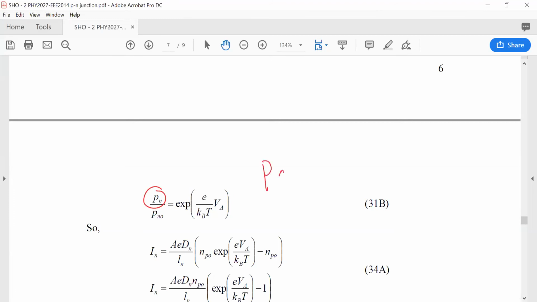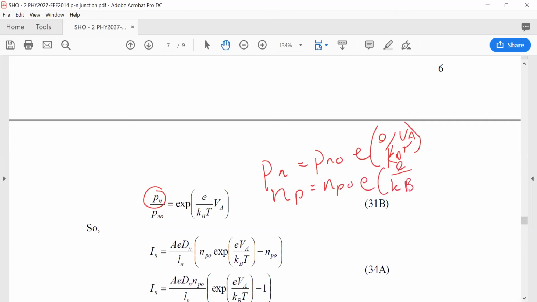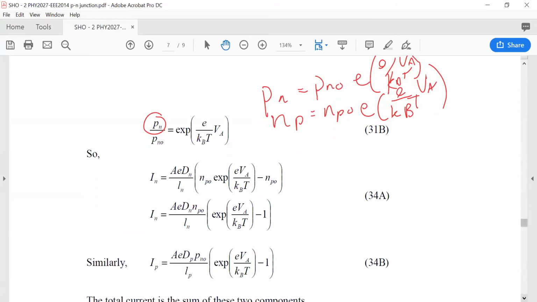So pn equals pn0 e to the e over kBT times VA. That's the pn. And similarly, np equals np0 e to the e over kBT times VA. So we're going to substitute these into equations 32 and 33. And then when you do that, you reach these equations 34A for electrons, and 34B for holes.